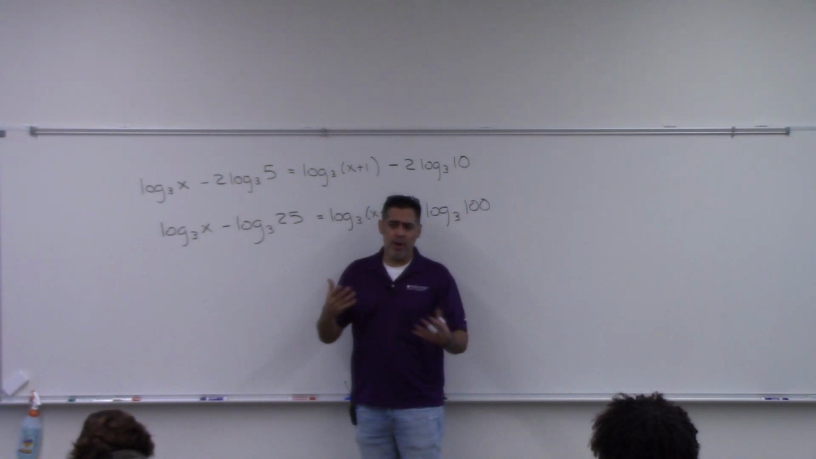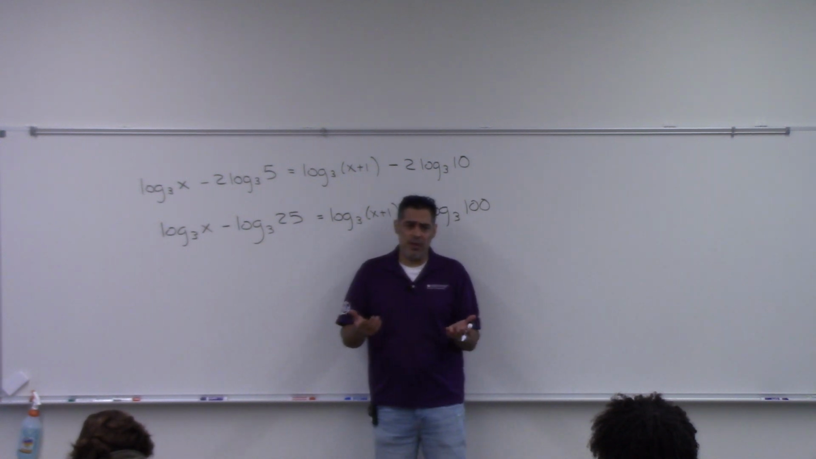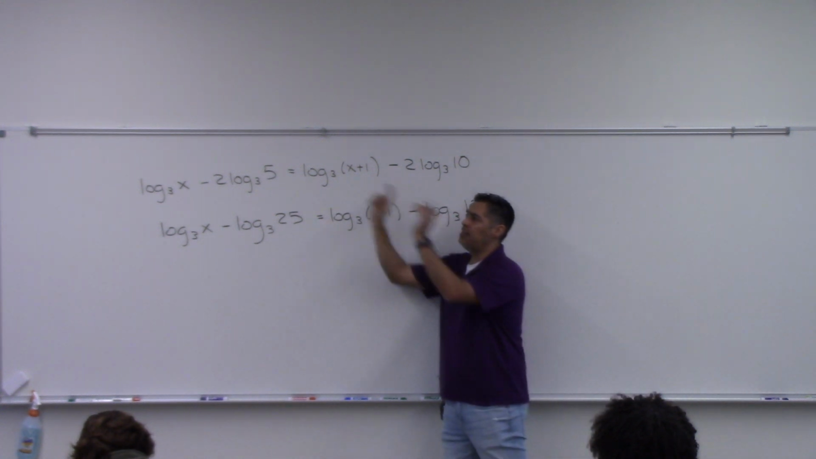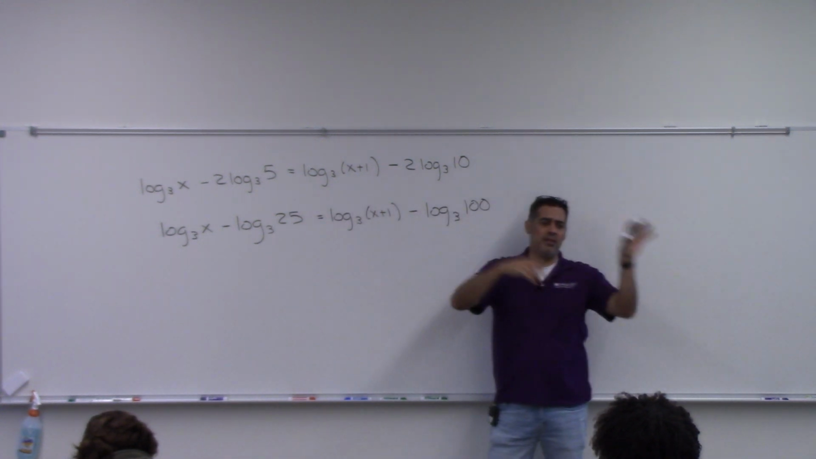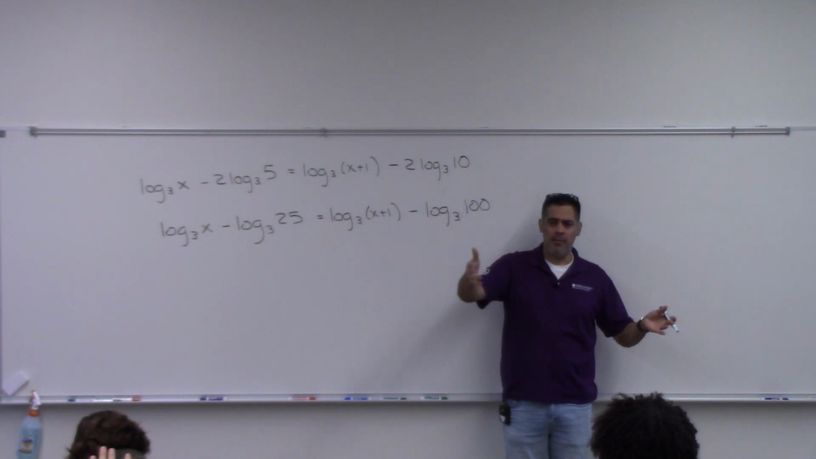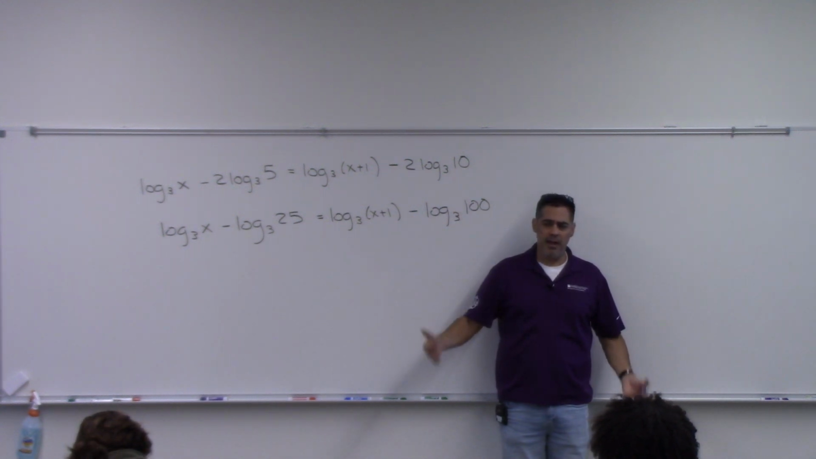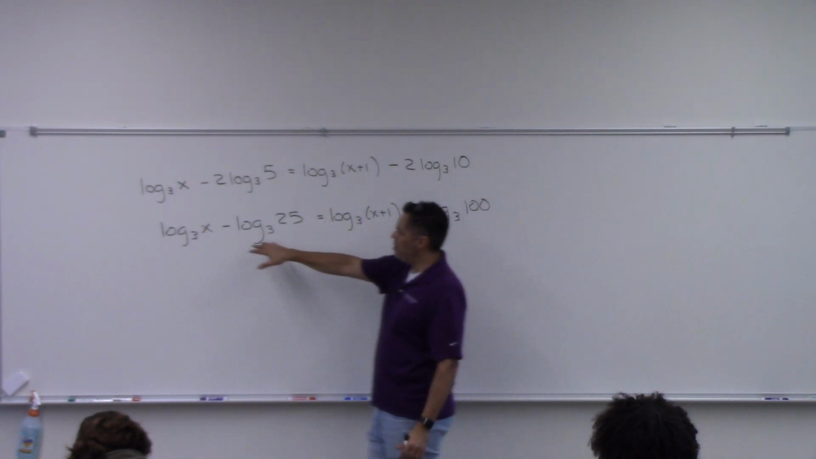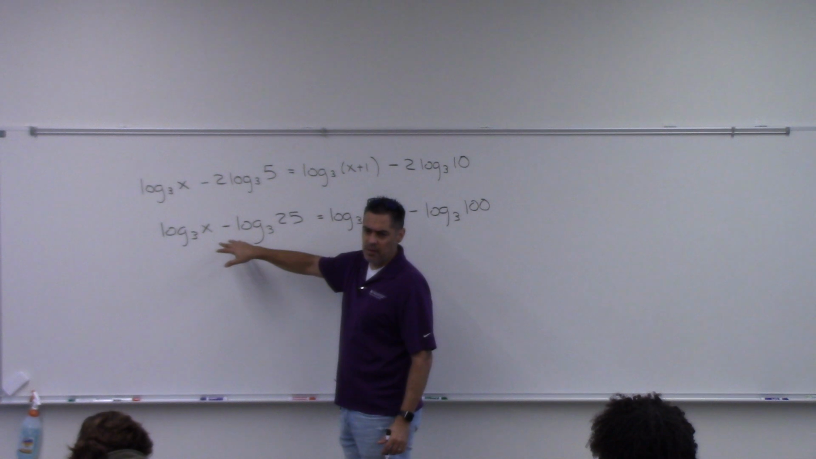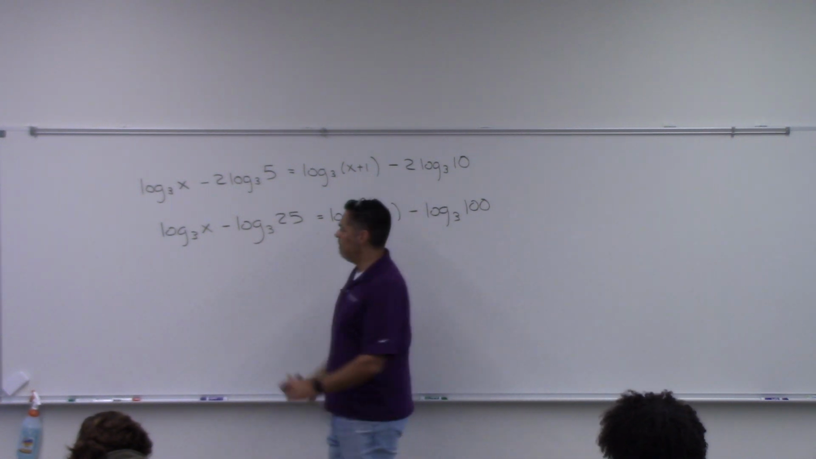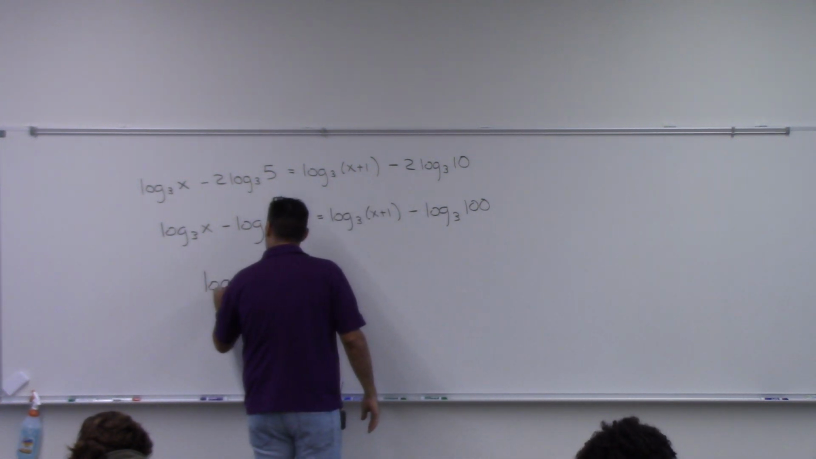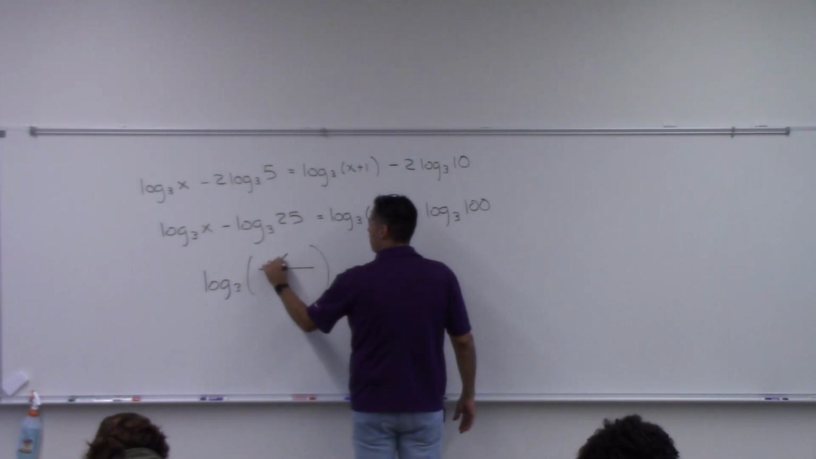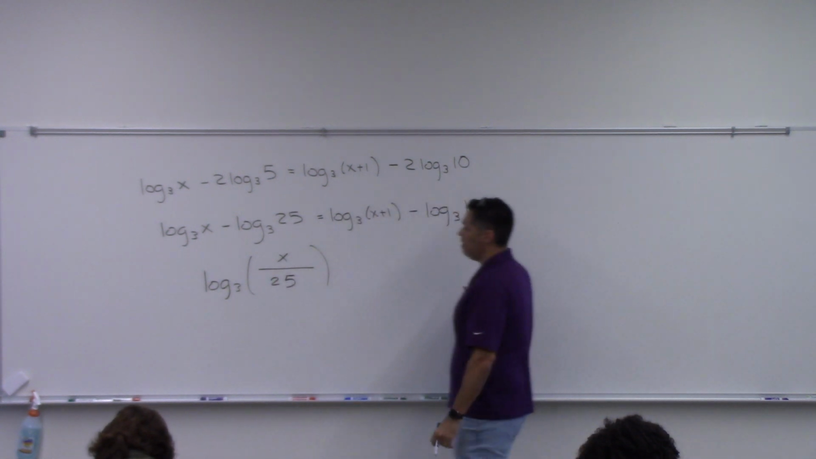Here's the good news. Both ways are going to work, it's just a question of which way you want to go. So how many of you want me to get all the logs with x's on one side, the things without x's on the other? How many of you want me to condense just right now? Okay, I'm condensing right now. If I condense these two logs into a single log, I'm going to create one log with division, right? So it'll be log base 3, and inside of this will be x over 25. That's it, right?